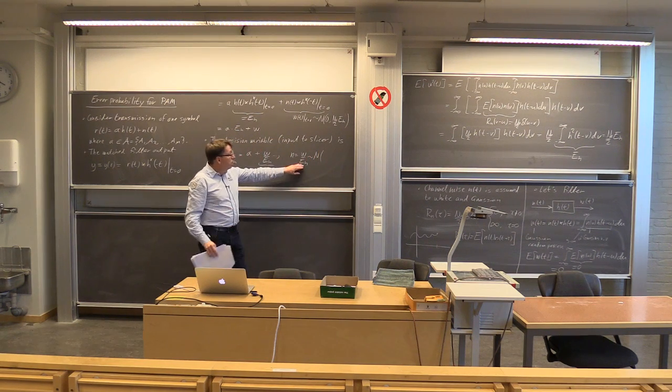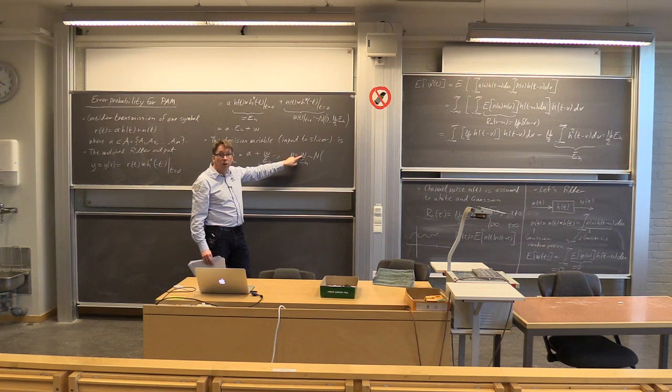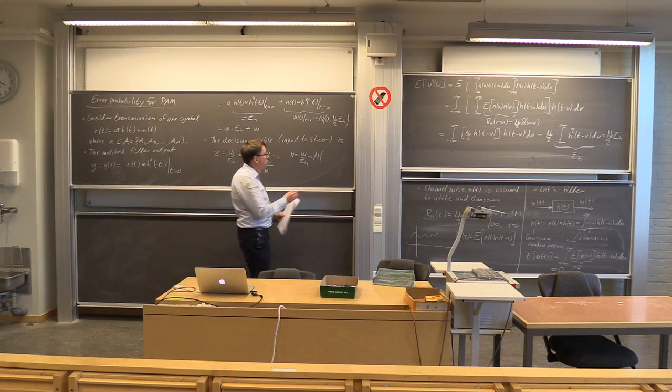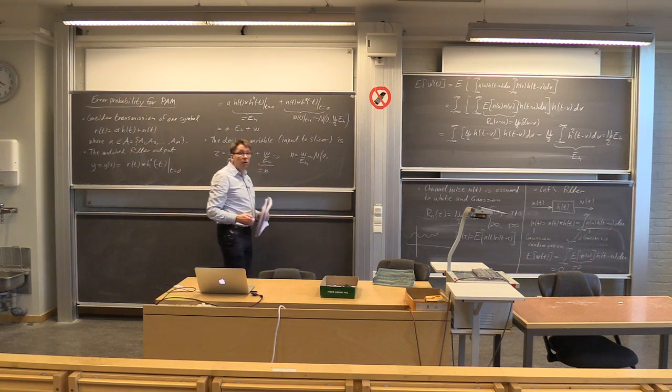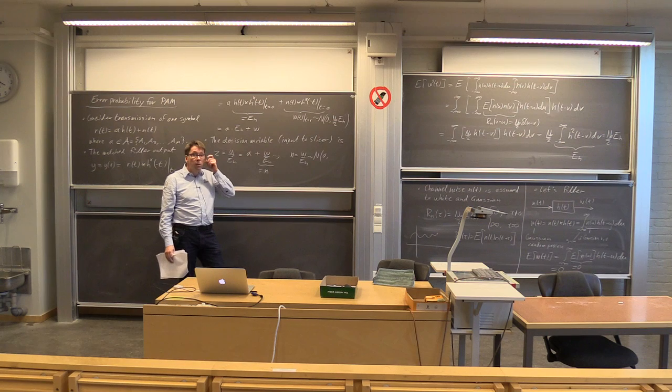What is the average of N? The mean of N? Still 0. W has average 0, right? Mean 0. So N must also have mean 0. Take the expected value left-hand side and right-hand side. You see it's going to be 0. Okay, 0. Good. Variance. What happens with the variance?